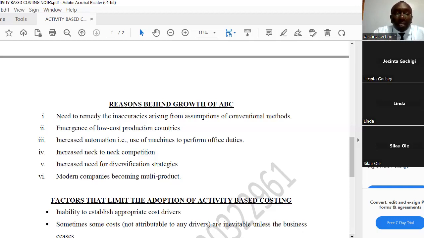The other point is that there is emergence of low-cost production countries like Dubai, the United Arab Emirates, and so on and so on. When they come and they bring low costs, then you need to be sure when there are some low-cost productions. Just a minute.